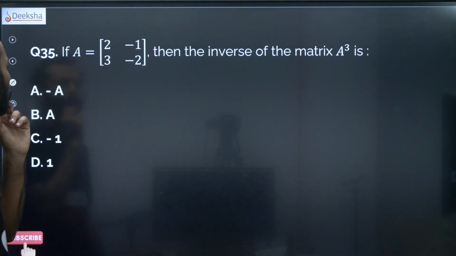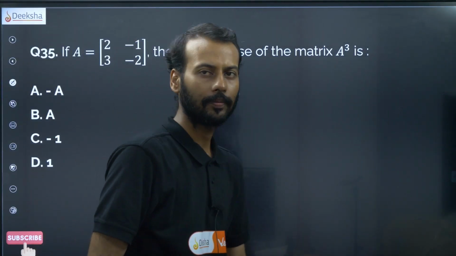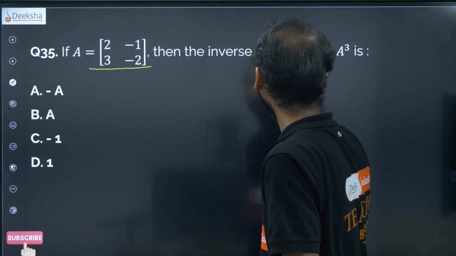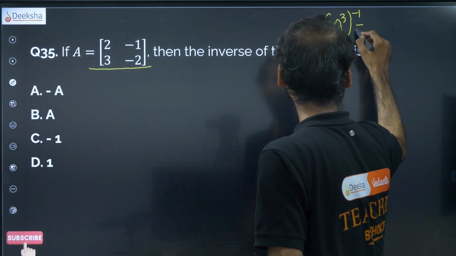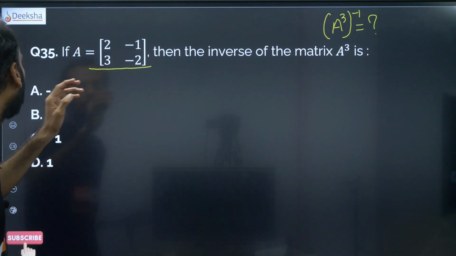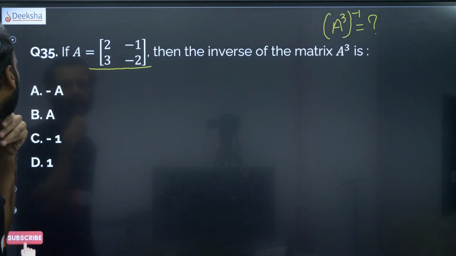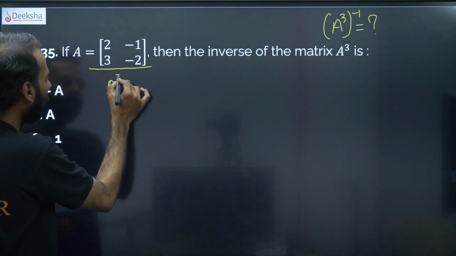If A is equal to the matrix 2, minus 1, 3, minus 2, then what is the inverse of matrix A cube? See here, they have given some matrix A, and they are asking for A cube inverse. I hope you might have understood the question. A is equal to this. So they are asking for the inverse of the matrix. Now for A, let me find A square.